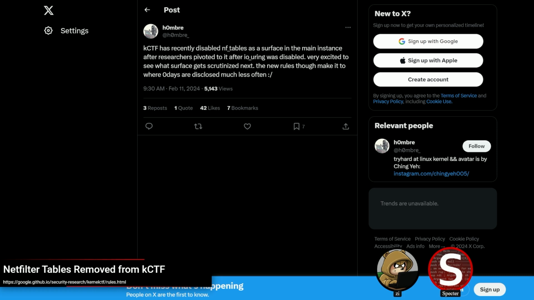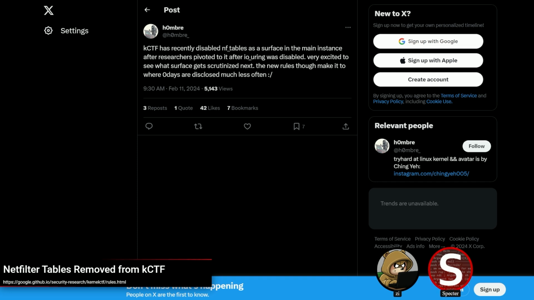Without IOU ring at the time, I was kind of like, okay, that makes sense. It's kind of insane how people are just farming this one subsystem. And it's a very new subsystem, very active in development, so it makes sense, just disable it. But now that they've done it again, it's like, okay, are they just going to play whack-a-mole basically with these vulnerable subsystems? Because if they are, it makes me question, what are they trying to achieve with kCTF, right?